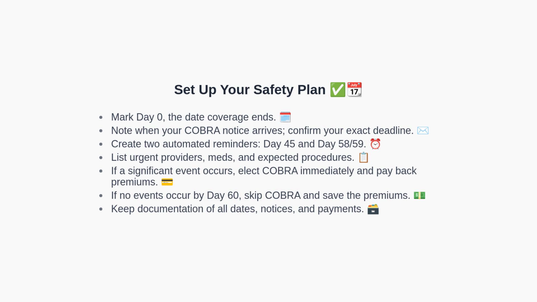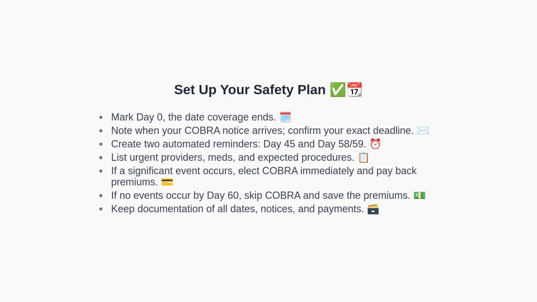Next, record the date you receive your COBRA election notice, and verify the exact deadline printed in the packet. Set at least 2 automated reminders, one around day 45 and another on day 58 or 59. Make a list of providers, prescriptions, and any expected medical procedures so you can quickly decide whether COBRA is necessary.